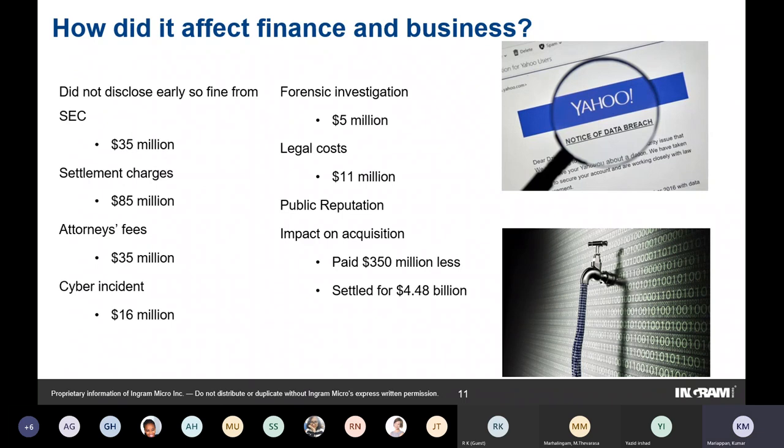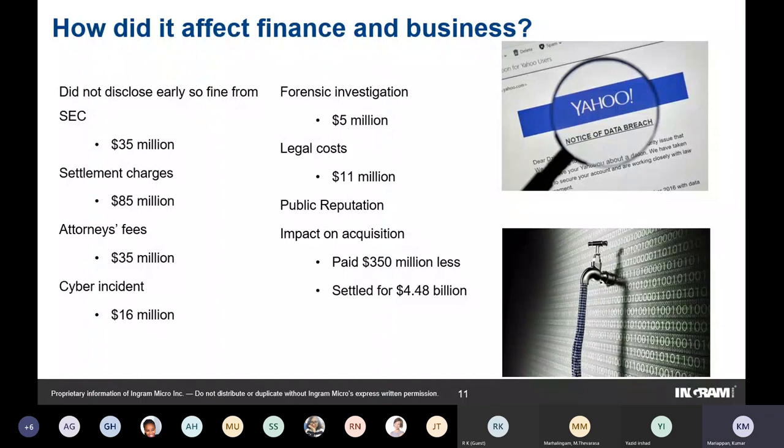So how did it in the end affect the finances and the business of Yahoo? They did not disclose. Failure to disclose early to the SEC resulted in a $35 million fine. They settled for a $35 million fine because they failed to disclose this particular event on time. And their settlement charges increased to $85 million, which they could have reduced.